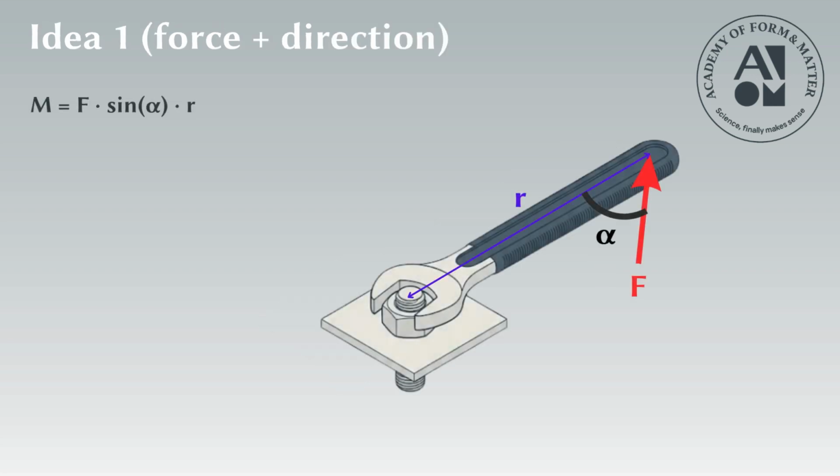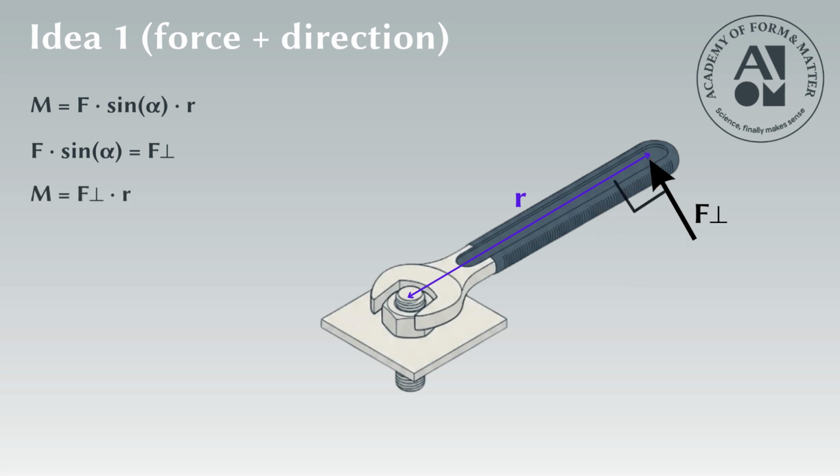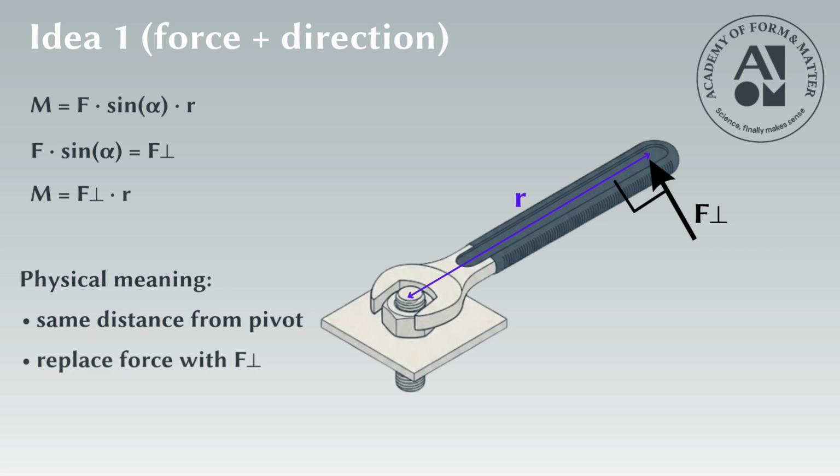First, combine force and direction. The term force times sine of the angle is simply the perpendicular component of the force. So we can think of the moment as perpendicular force times distance. Here is the physical meaning. At the same distance from the pivot, we could replace the original force with a smaller force, applied perfectly perpendicular. As long as this smaller force is equal to the perpendicular component, the effect is exactly the same. Same rotation tendency. Same moment.